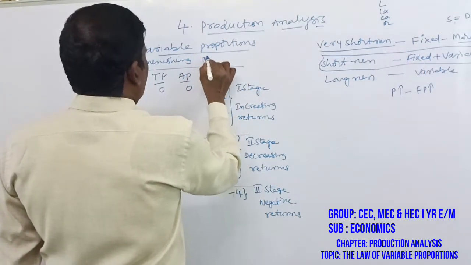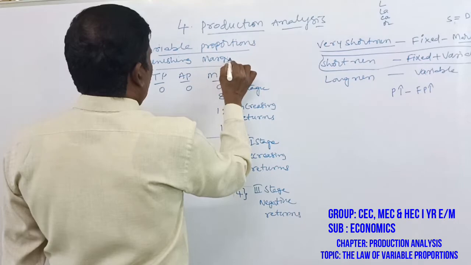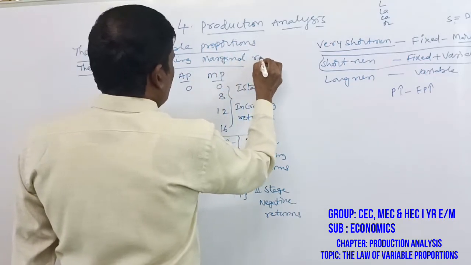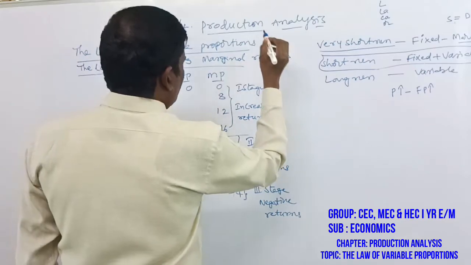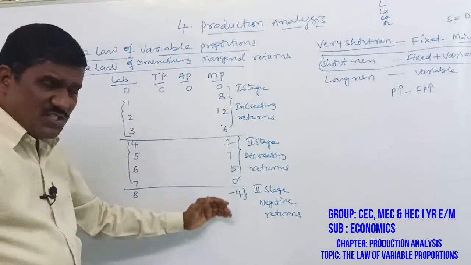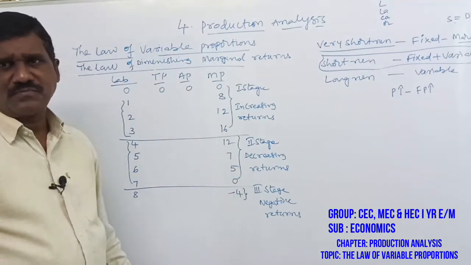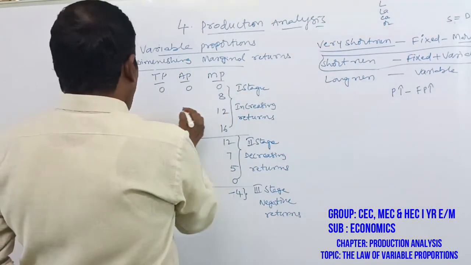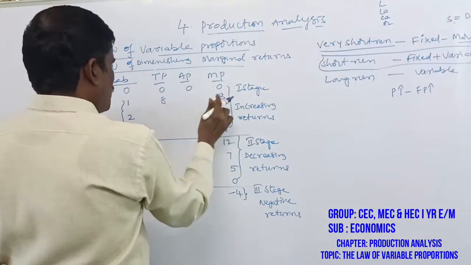Diminishing marginal returns. So the marginal returns are diminishing. Diminishing means decreases. Okay, now, so simple. Say here total production is 8.